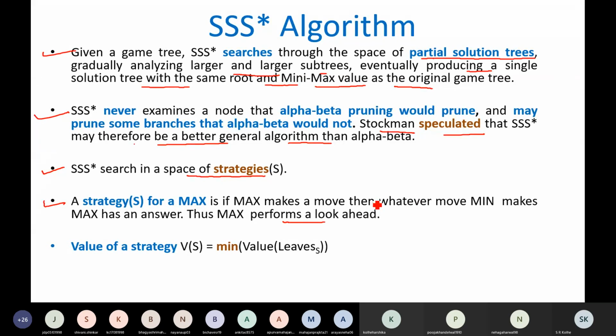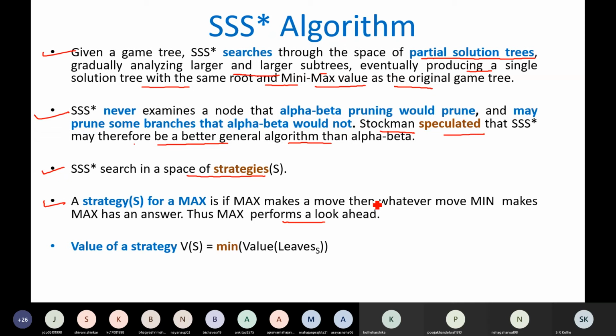So it is a little bit more complex algorithm as compared to alpha beta cutoff algorithm, but you will find that the number of nodes SSS star evaluates is of course better than that of alpha beta cutoff algorithm.